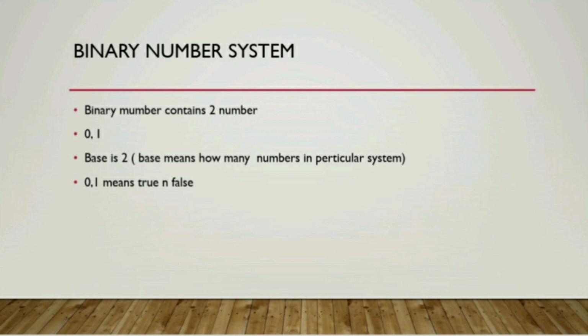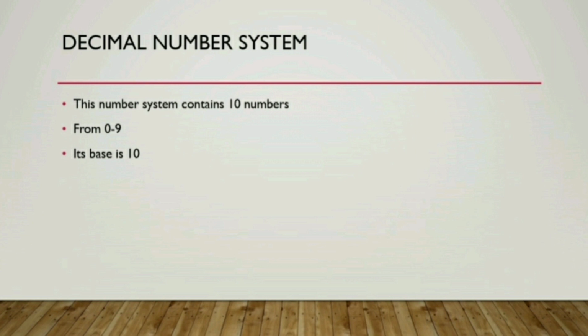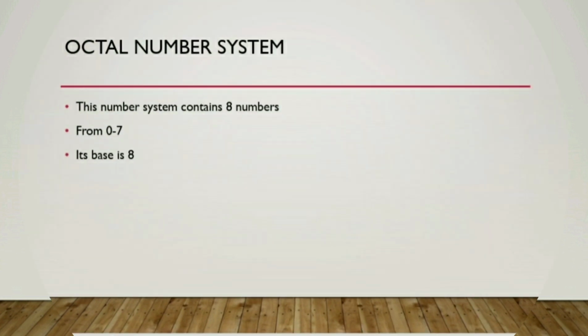Now the second system is the decimal number system. The decimal number system contains 10 numbers, from 0 to 9. It means that it has 10 numbers, so its base is 10. We use decimal numbers mainly in mathematics also. All the numbers are constructed from 0 to 9, so it is called the decimal number system. Its base is 10.